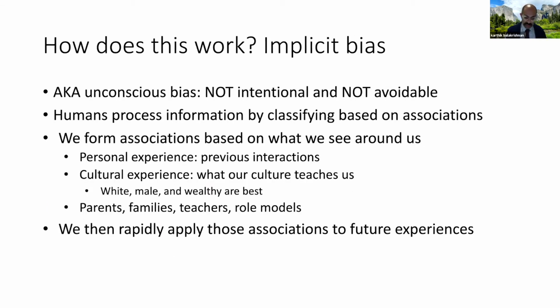So implicit bias is a cognitive process, also known as unconscious bias, that is not intentional and it is not avoidable. So we all have it and it's not our fault. And it's based on the fact that humans process information by making classifications based on associations. That's how we interpret the world around us. And we form those associations based on what we see around us.